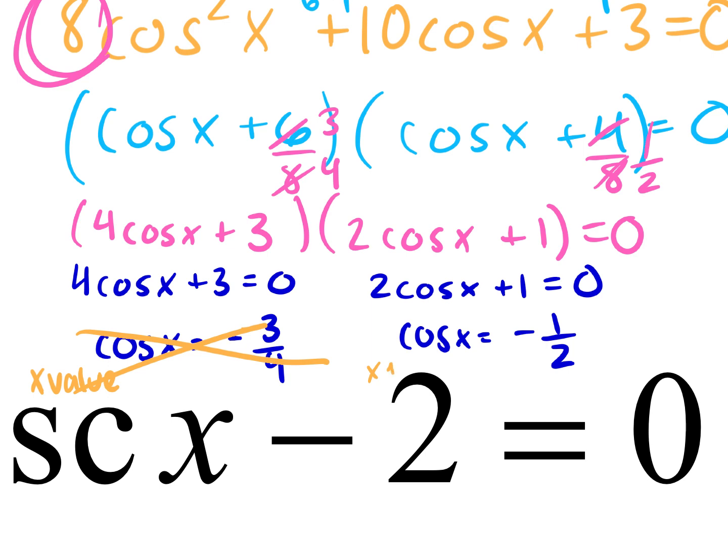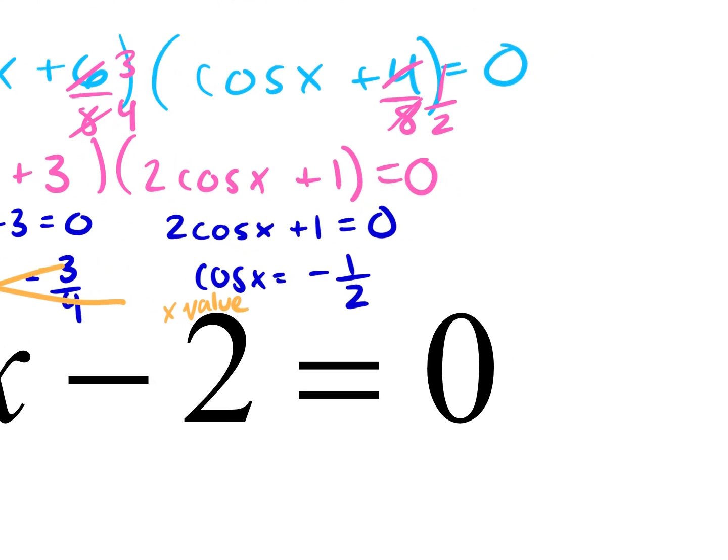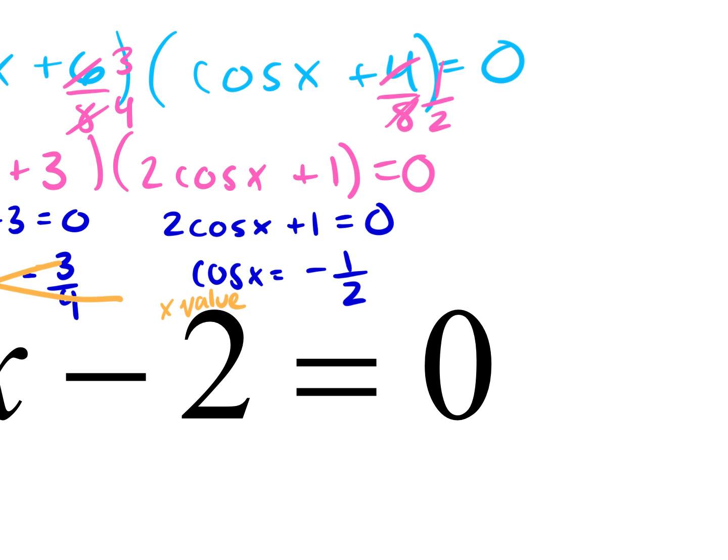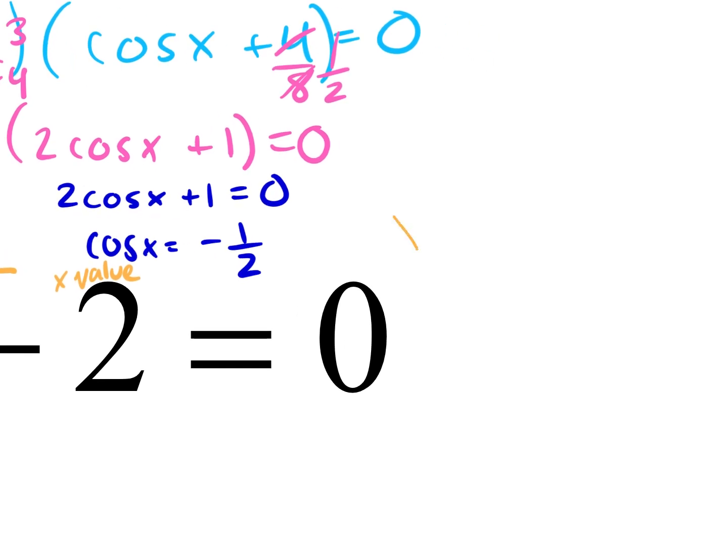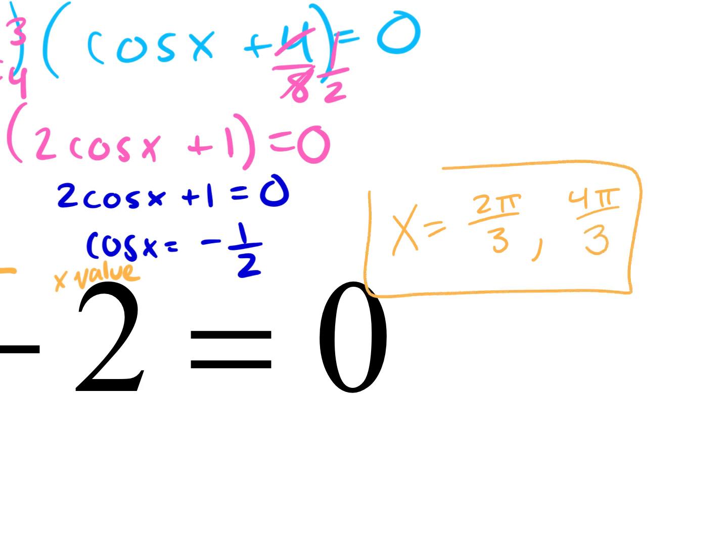So again, for the next one, I'm looking for my x value. Now I want to see where I have an x value at 1/2, at -1/2. Perfect, 2 pi over 3, so x is equal to 2 pi over 3. And said 4 pi over 3? Yes. Awesome. So these would be my two answers.